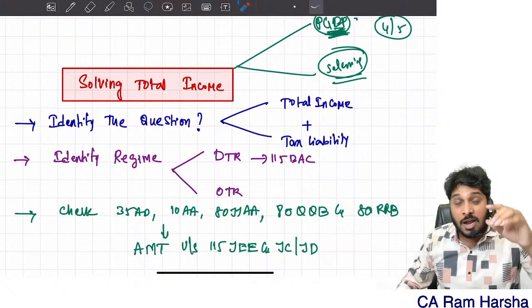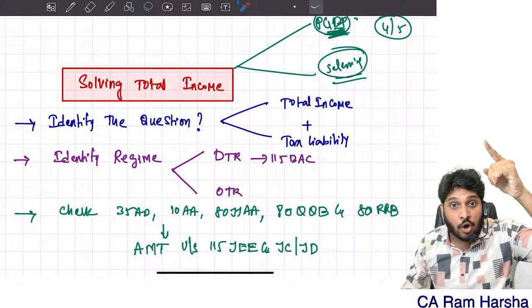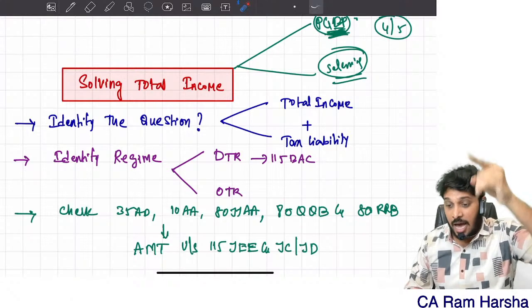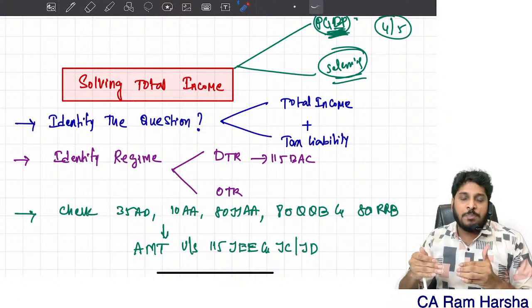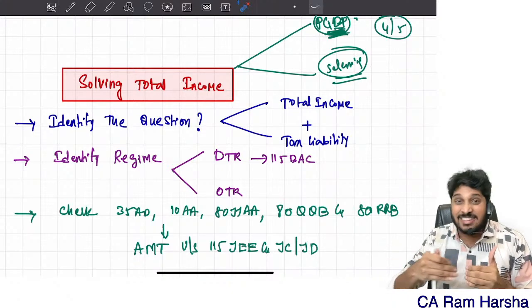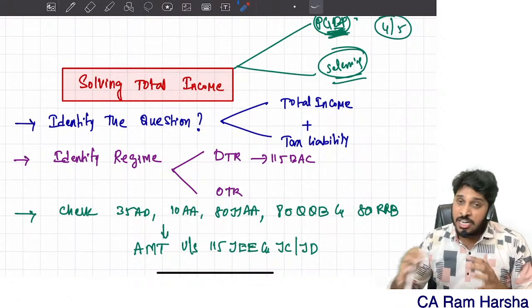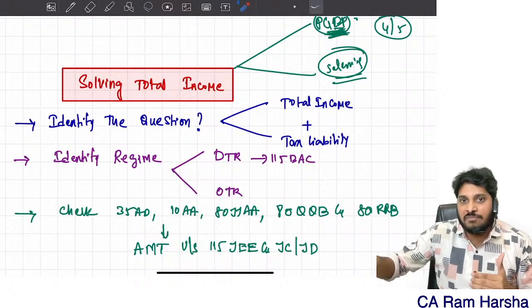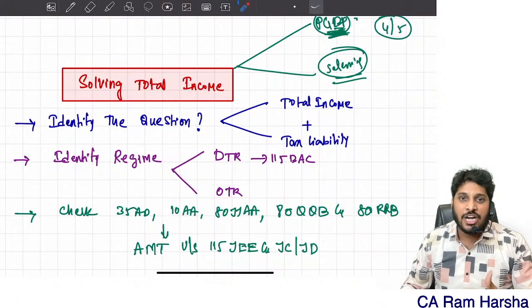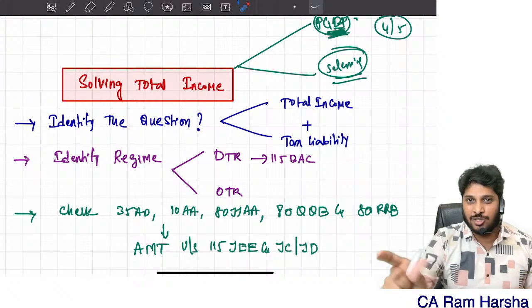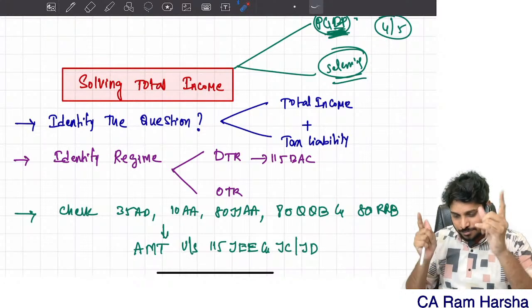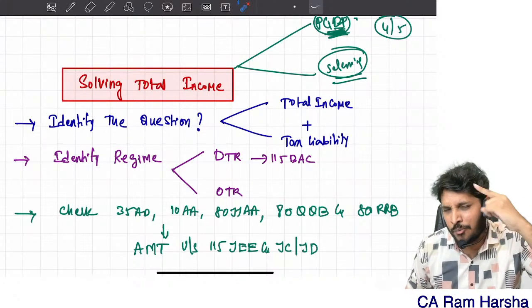So see whether interest on a housing loan for a self-occupied property is there in the question. If it is there, compute the interest and reduce it now. Then reduce PGBP-related additional depreciation, the 35AD deduction and 35 contributions if available. Chapter VI-A, reduce it. Then you will get total income under the normal tax regime. Correct? Everyone? Now here, very important.